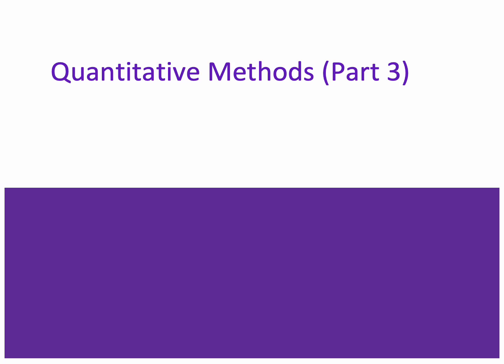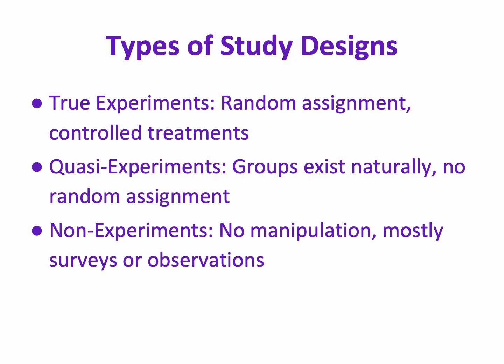Welcome to the third and final section of Chapter 4 on quantitative methods. Now we're going to talk about study design. When you're doing quantitative research, there's at least three different categories you could sort these into. The first are true experiments, which involve random assignment.